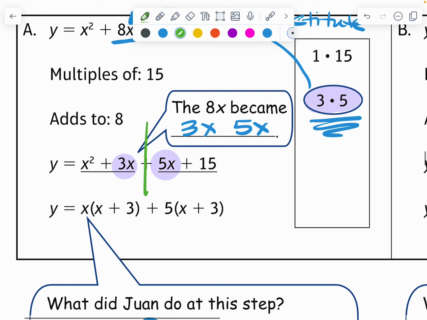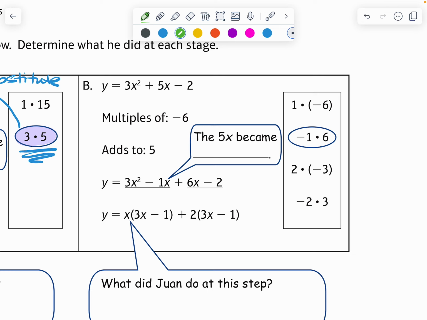And then don't they have the greatest common factor? They have an x in common right here. And you're left with x plus 3. Over here, they had a 5 in common. Once we factor that out, we have an x plus 3. Look at that. So it's back to the previous lesson, lesson 13. We were just factoring out greatest common factors, right? Okay, let's do this next one.